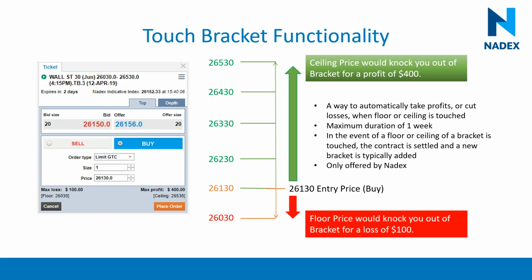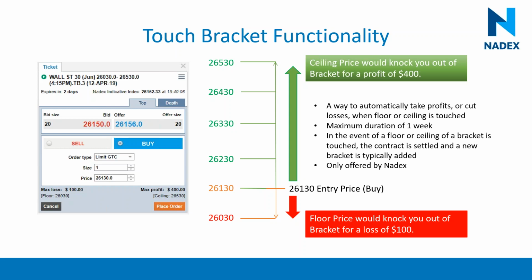Right? So in this case, buying at 26,130, my maximum loss would be 100, my maximum profit would be 400. If I'm selling, the ceiling is my maximum risk, the floor is my maximum profit potential. All of these contracts have a maximum duration of 1 week, right? And they can settle a couple of different ways. So we talked about if they're touched, right? If they're knocked out, we'll say, then that contract is going to be expired and a new contract is going to be immediately listed. And we'll take a look at how that works in just a moment, right? These are only offered by Nadex.